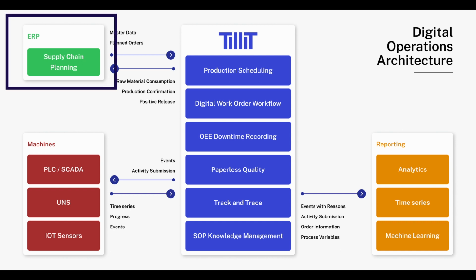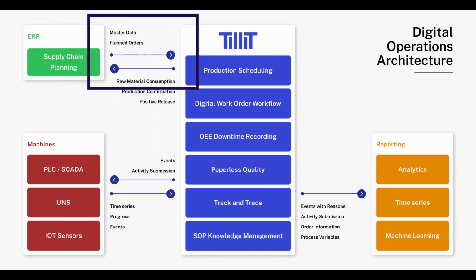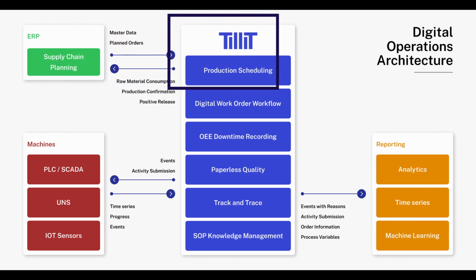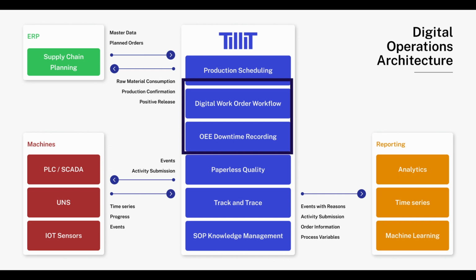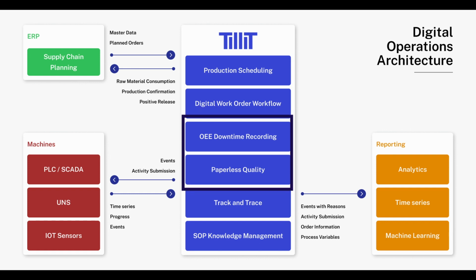So on the top left, we have the ERP and the supply chain planning side. So we're expecting a system to be able to do all the forecasting and planning production. So that is getting sent to Tillit as planned orders, which gets first scheduled and then released to digital operations, where we'll execute that order and run all the workflow for each order, record downtime, obviously have as a consequence paperless quality, and track and trace.